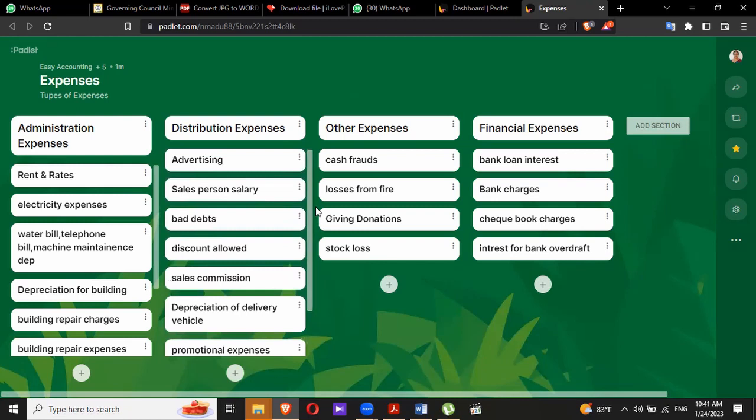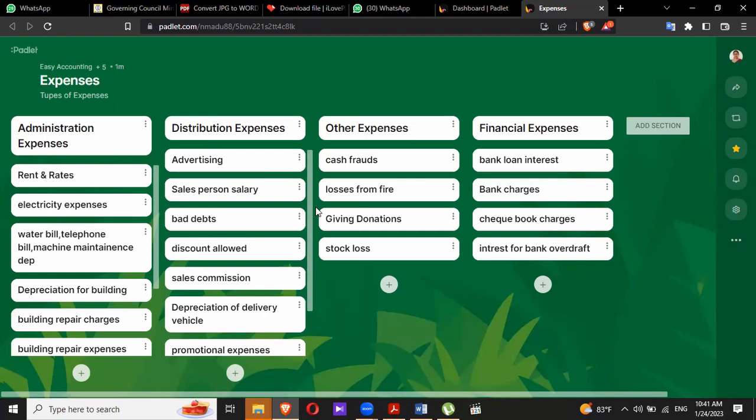Right. Let's move to the other expenses. I told you the expenses which cannot be categorized under any other category. I mean, administration, distribution, and financial, we can classify under other expenses, right? Those are cash costs, losses from fire, giving donations, yes. Stock donations or cash donations, and stock loss. Stock loss, stock damages, both are correct, right? So those things comes under other expenses.